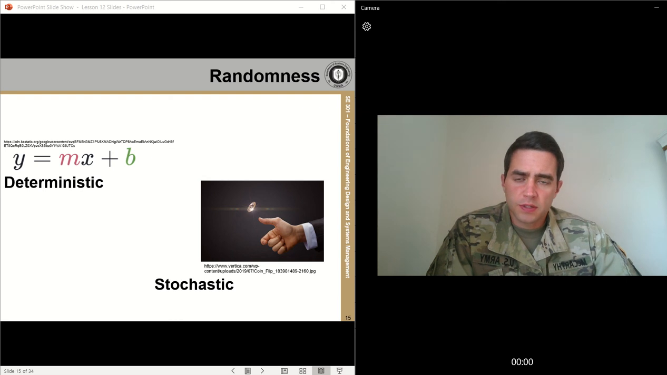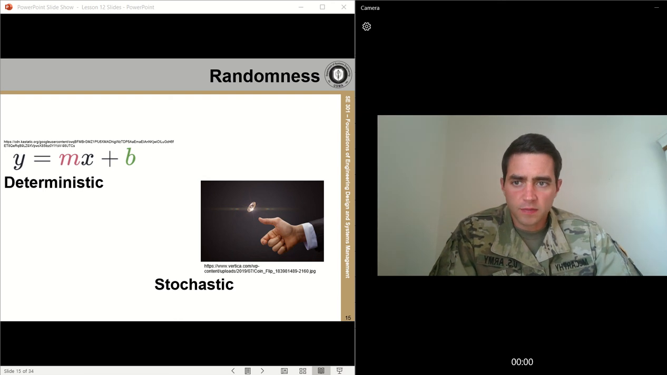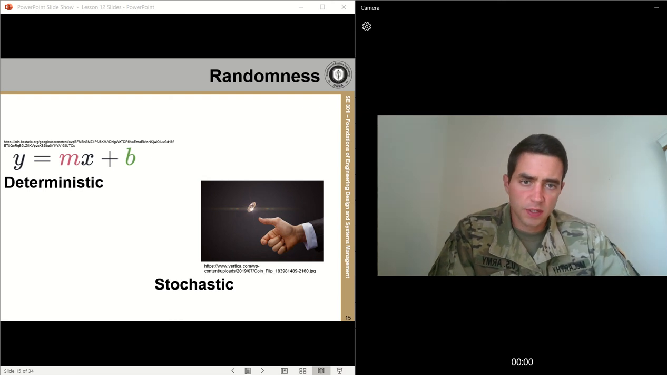For randomness, there are 2 different categories. Again, we have deterministic and stochastic. Deterministic being that there is no randomness at play, that the output will always be the same. Y equals mx plus b is a common mathematical equation for the slope of a line, and this will always be the same given the inputs m and x appropriately and b appropriately. Y will always be the same.